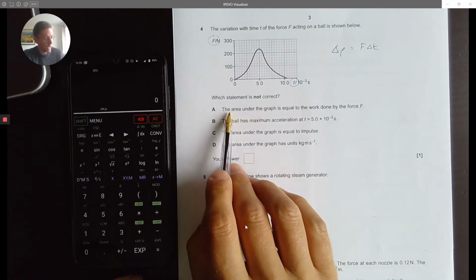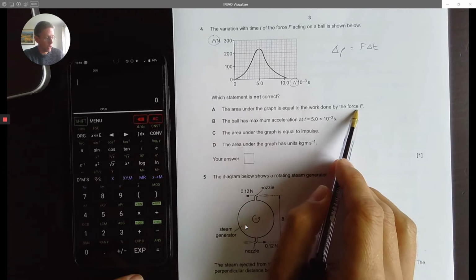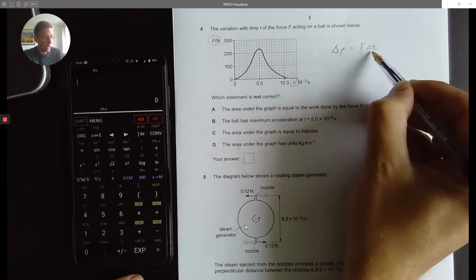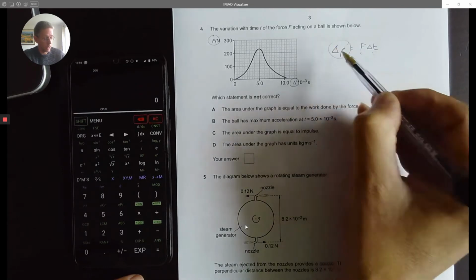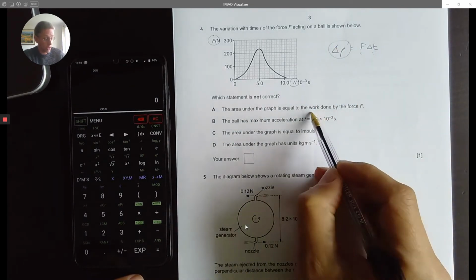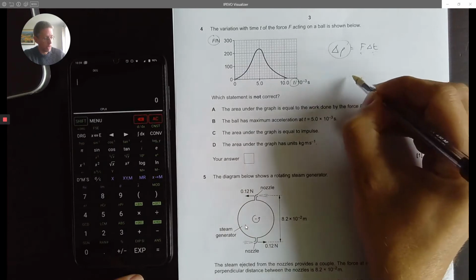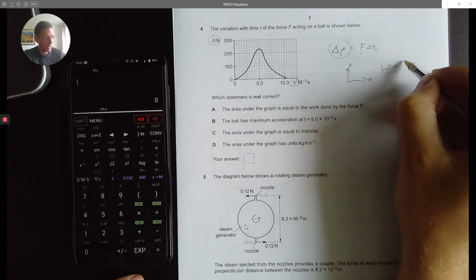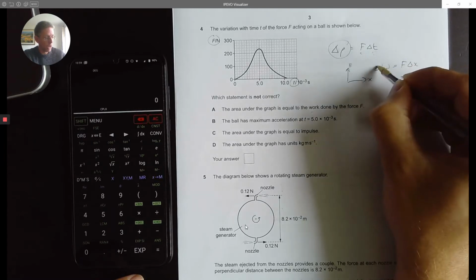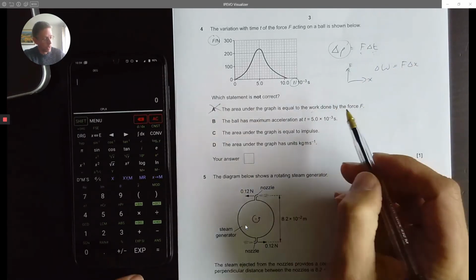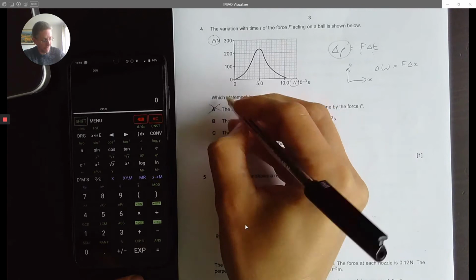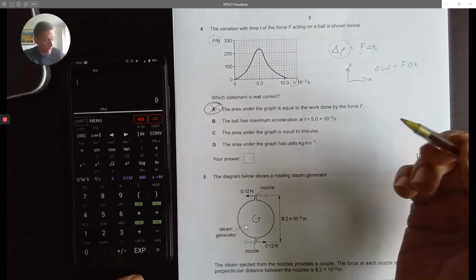The area under the graph is equal to the work done. Well, the area under the graph is the x-axis times the y-axis, which is this, which is the impulse. So the area under the graph is not the work done. That would be a graph of F against x, because work done is equal to F delta x. Okay, so it's not the first one. The ball has maximum... Sorry, it is the first one, because that's the one that's not correct.